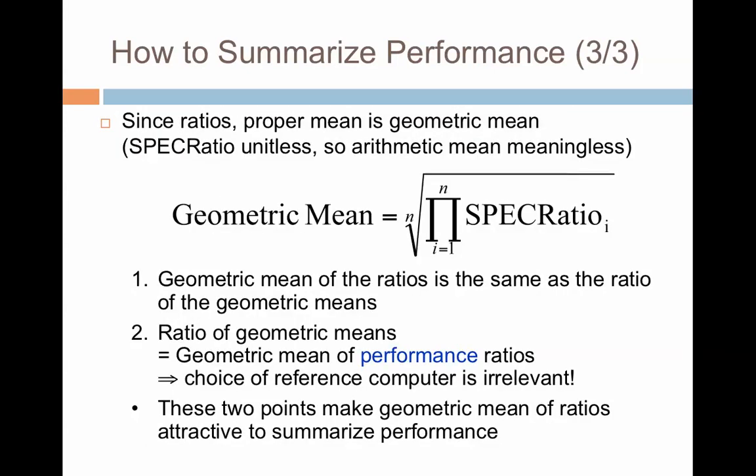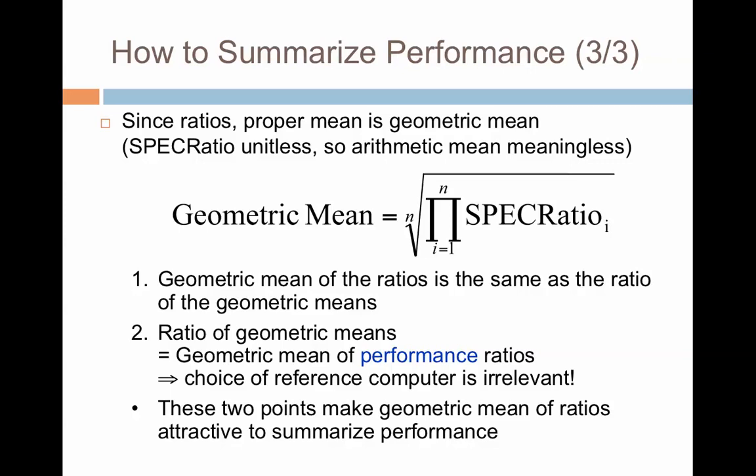So since ratios are very important, the proper mean is what we consider a geometric mean, right? Spec ratio is of course unitless, and arithmetic mean is meaningless. So the geometric mean is what makes a lot of sense, because the geometric mean of the ratios that you're comparing for two computers is the same as the ratio of the geometric means, right? So it's not going to scale. It's not like arithmetic mean where there could be a variation of 4x or 2x between two values, right?